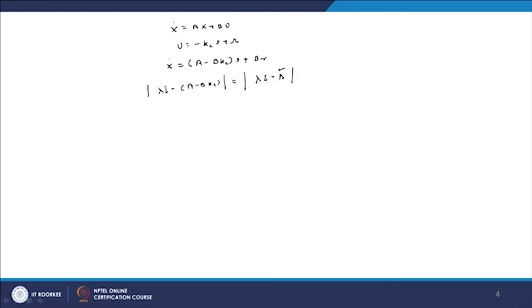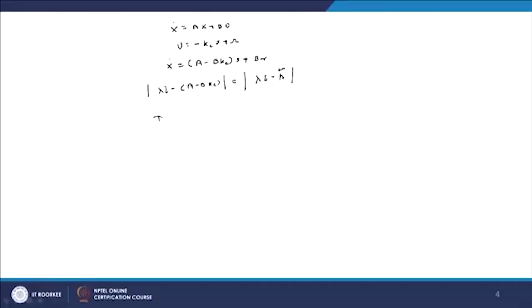Now we have the desired eigenvalues, or the poles, which have to be placed. We can write the desired eigenvalues as lambda 1, lambda 2, up to lambda n.